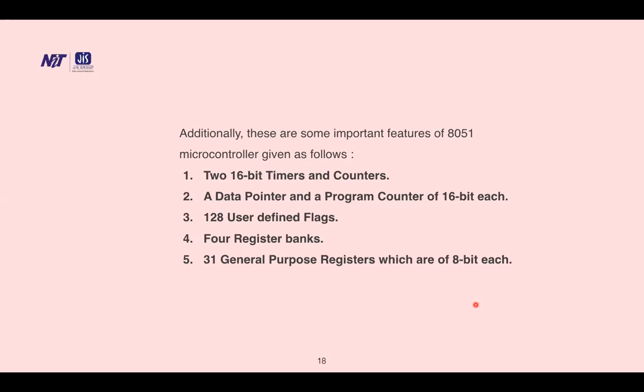Additionally, these are some important features of the 8051 microcontroller, given as follows. Number 1, two 16-bit timers and counters. 2, a data pointer and a program counter of 16-bit each, 128 user-defined flags, 4 register banks, 31 general-purpose registers which are of 8-bit each.